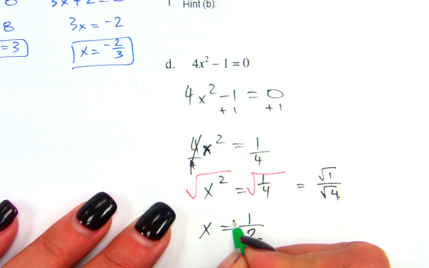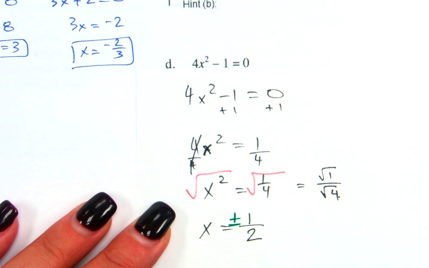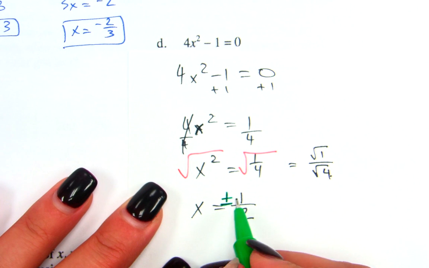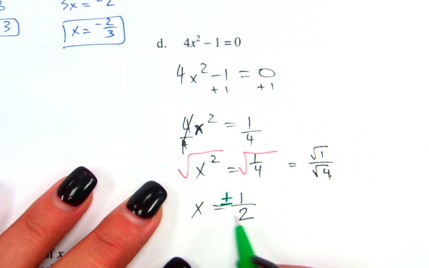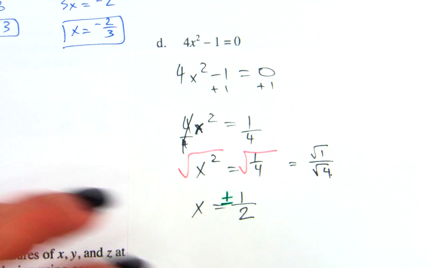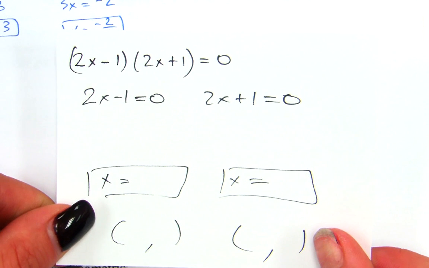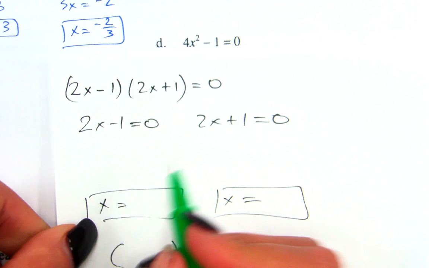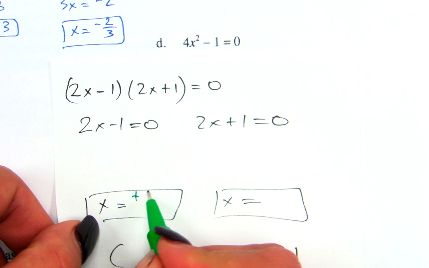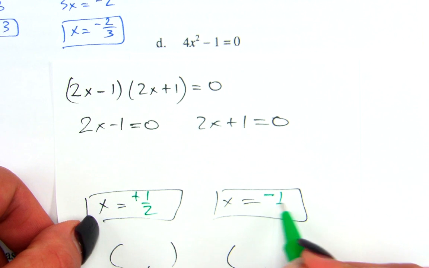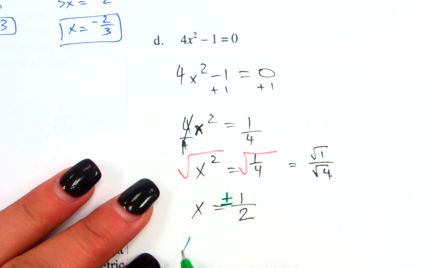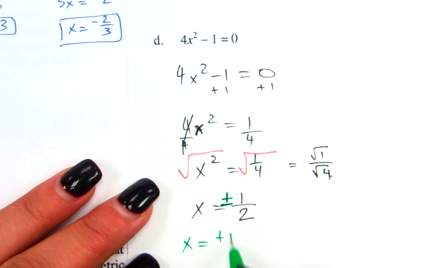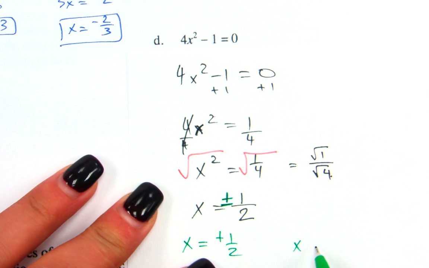So there are 2 answers here, in case you can't see them. One of them is a positive 1/2, and the other one is a negative 1/2, which is exactly what you would have gotten if you'd done it this way. You would have gotten a positive 1/2 here, and a negative 1/2 here. Those two are the same thing. We just wrote it in one area. We did a plus and a minus of the same thing.